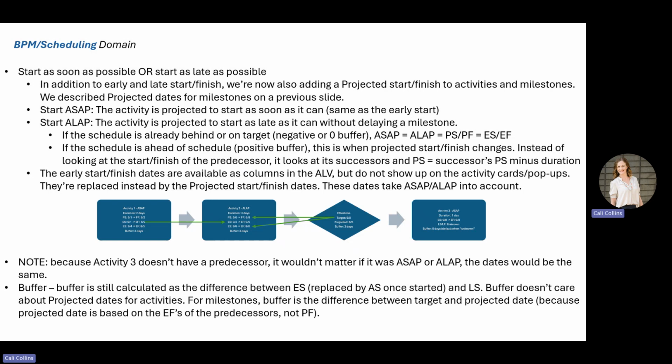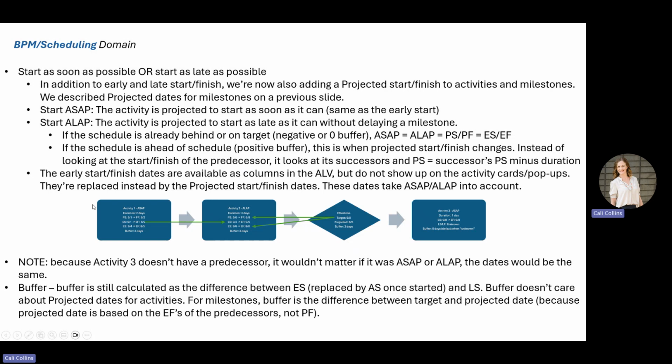However, where this starts to add some value is if you are ahead of schedule and you have positive buffer. This is when the projected start and finish dates start to change. Instead of looking at the start and finish date of the predecessor, which we saw previously, so that's how the early start does it, the forward pass, it's now going to look at the successor. The calculation is that the projected start is based on the successor's projected start minus the duration of the activity.